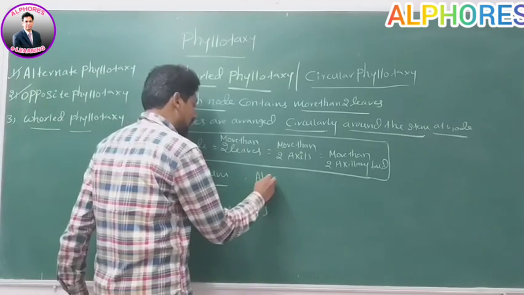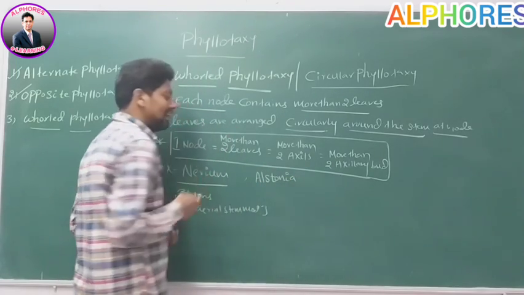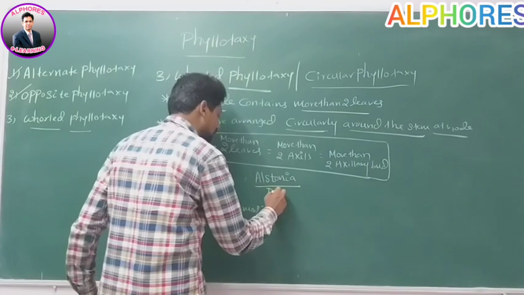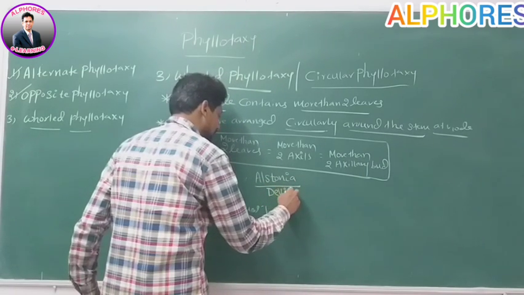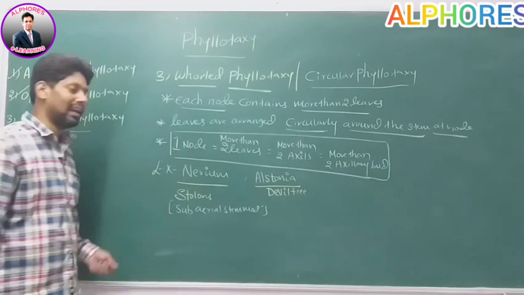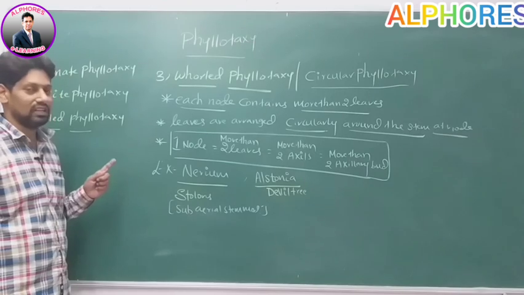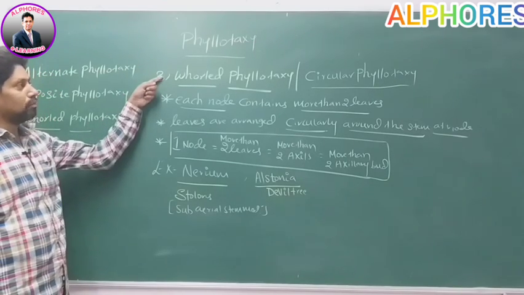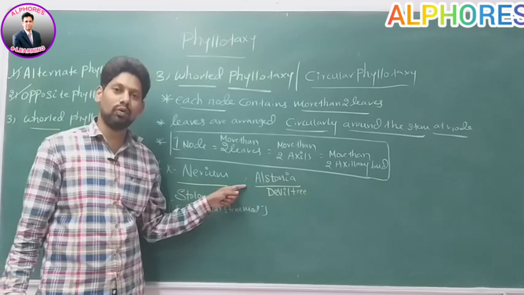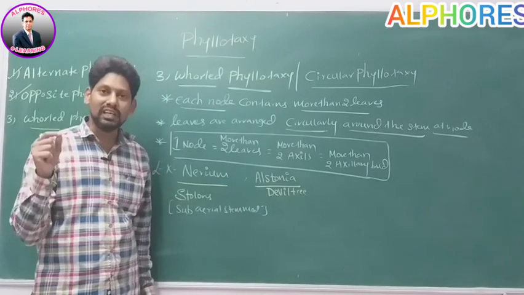What is the second example? Alstonia. This Alstonia is commonly called the devil tree. What is the common name of Alstonia? Devil tree. Is it okay? Therefore, what are the examples of whorled phyllotaxy? Nerium and Alstonia.